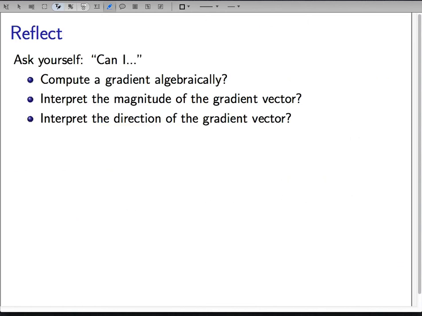Okay, so what I'd like you to reflect on is ask yourself if you can compute a gradient algebraically, if you can interpret the magnitude of the gradient vector and the direction of the gradient vector.